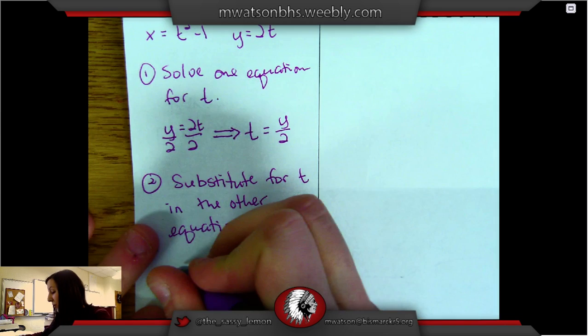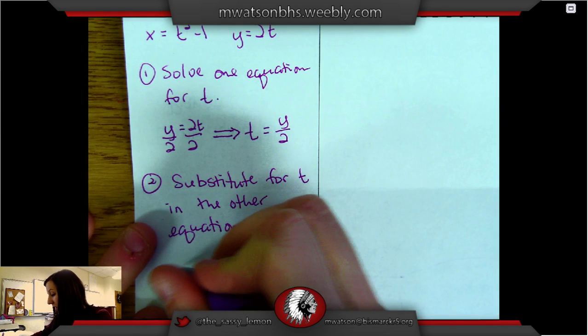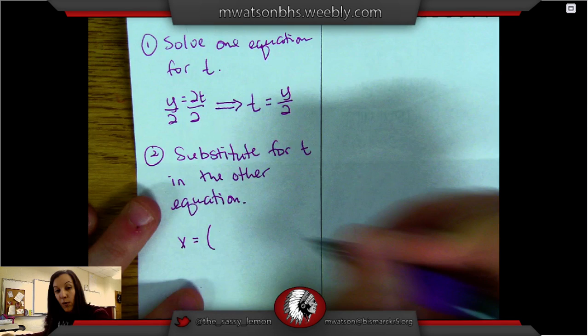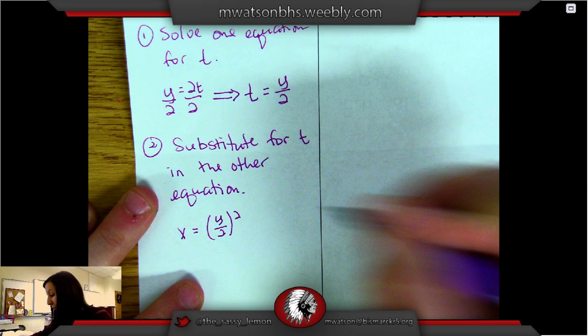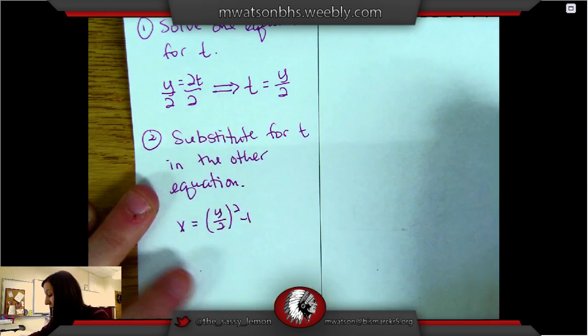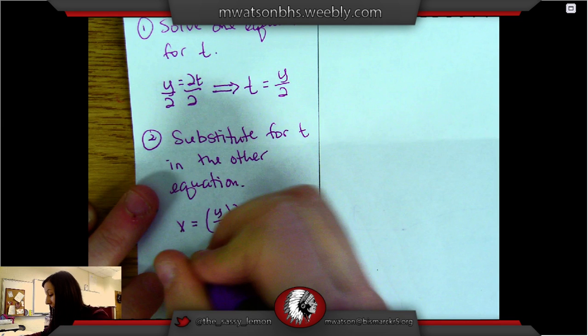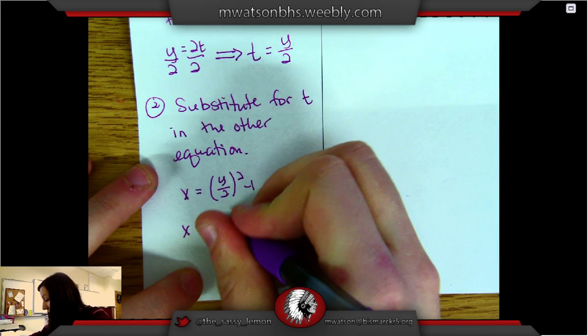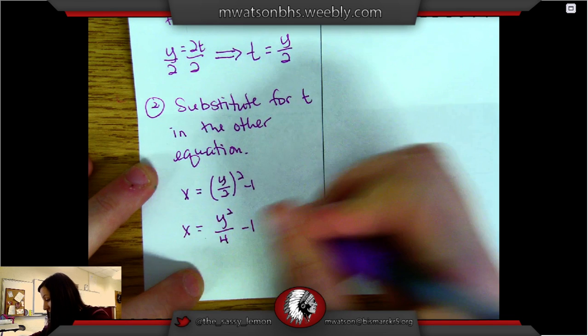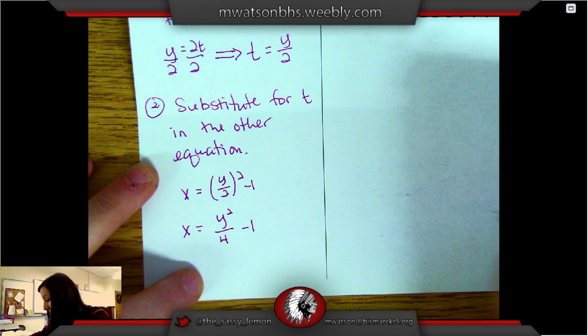So here, to finish our problem, we take our other equation, which is x equals, and instead of t squared, we're going to have y over 2 squared minus 1. And then we have to square that fraction because we can't leave it like that. And it's going to be y squared over 4 minus 1. And we're done. That's our final equation.